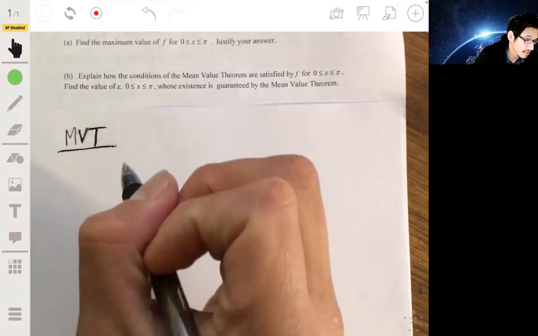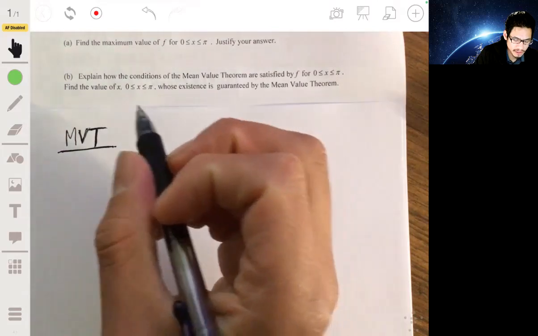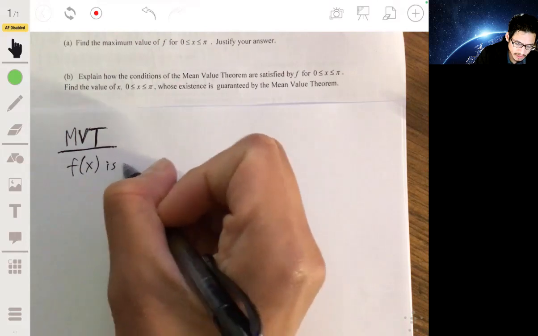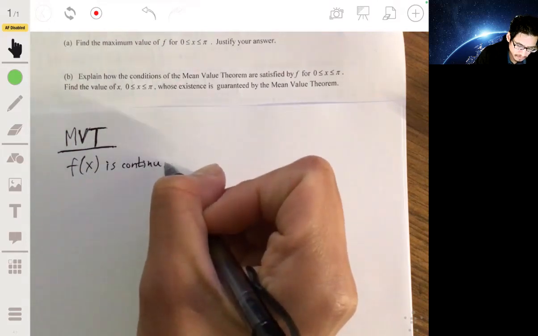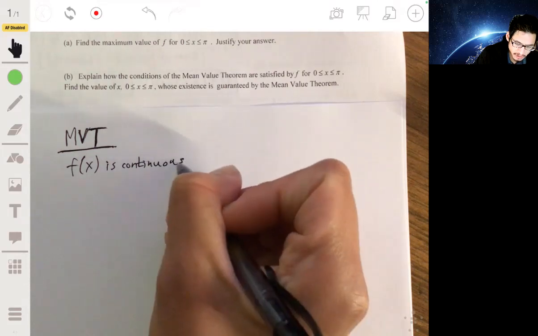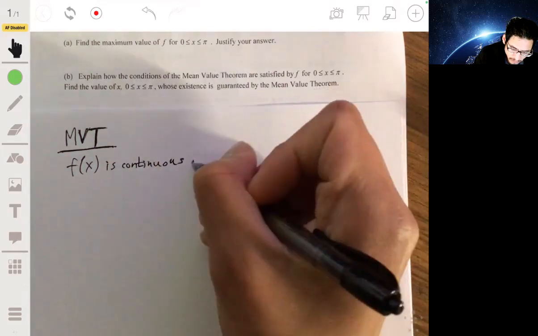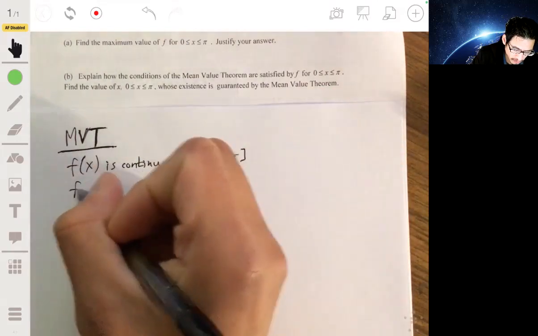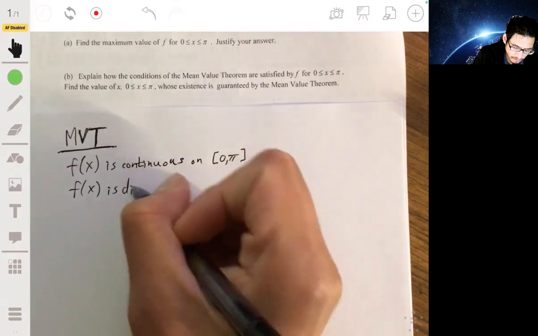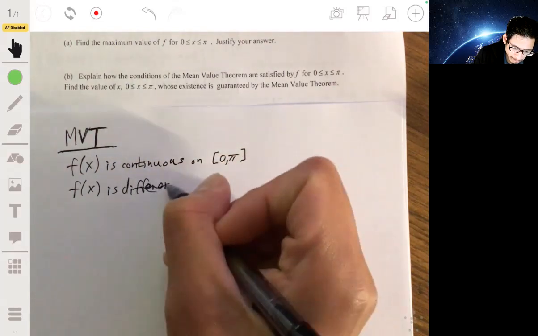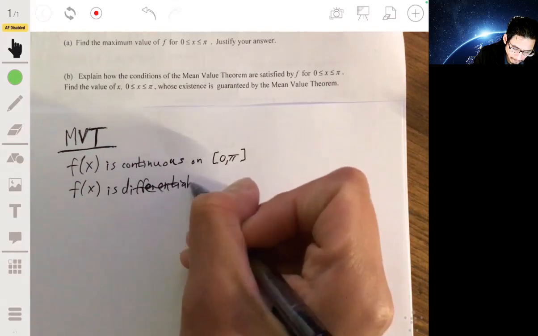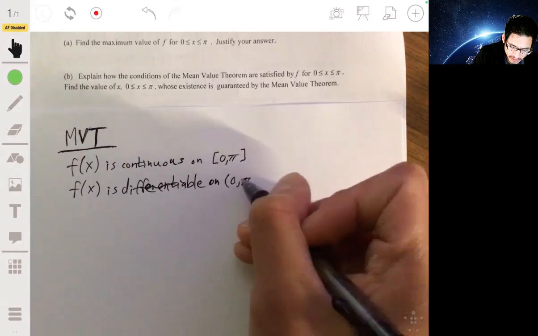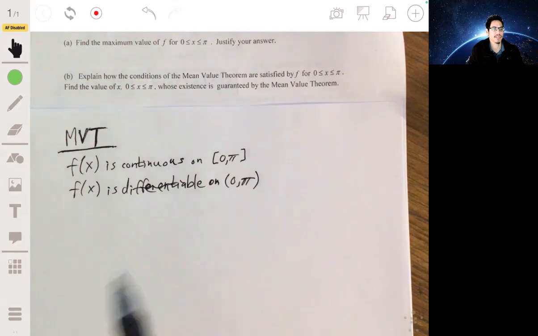Anyways, so the two conditions you want to check are always gonna be that the function is continuous, that f of x is continuous on the closed interval that we're talking about, so on 0 to pi, and that it's differentiable on the open interval. So make sure you just say that it's continuous on the closed interval and differentiable on the open interval.